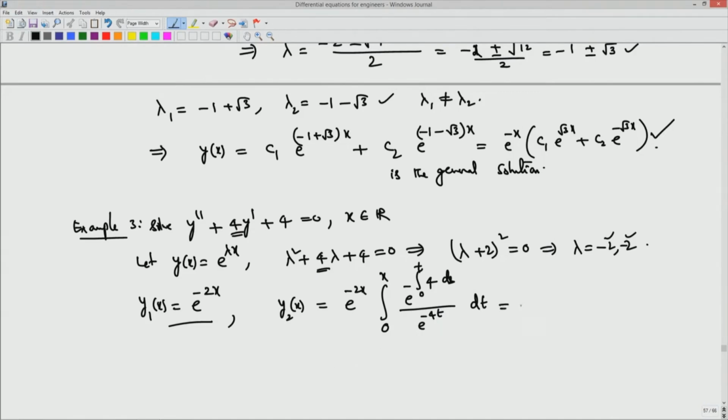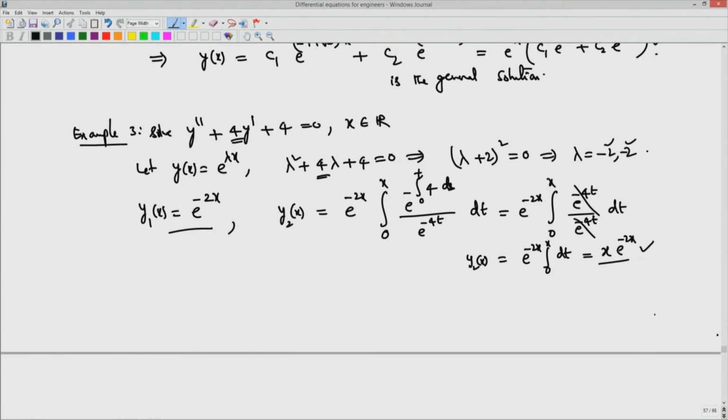So, if you actually calculate, you have e power minus 2x, integral 0 to x of e power minus 4t divided by e power minus 4t, dt. So, this is nothing but simply e power minus 2x, integral 0 to x dt. This gets cancelled, so you have simply x e power minus 2x. So, this is your y2 of x, y2 of x is x into e power minus 2x.